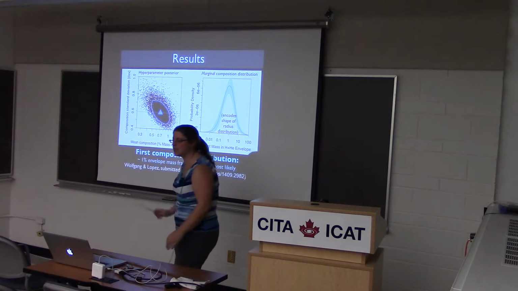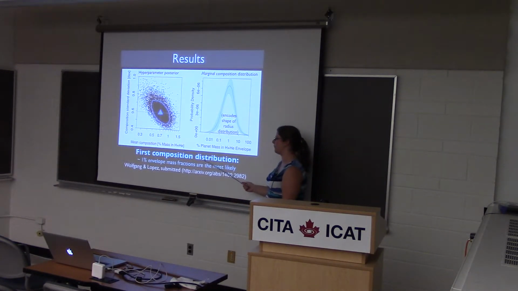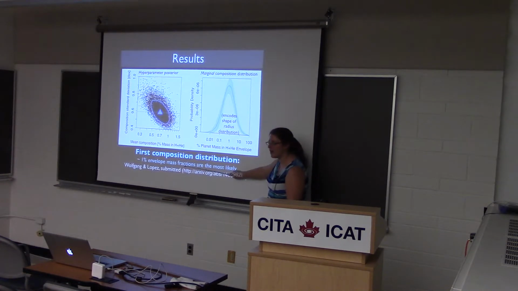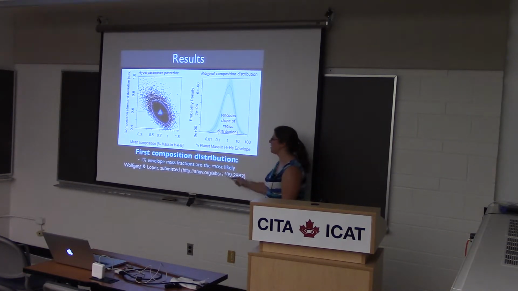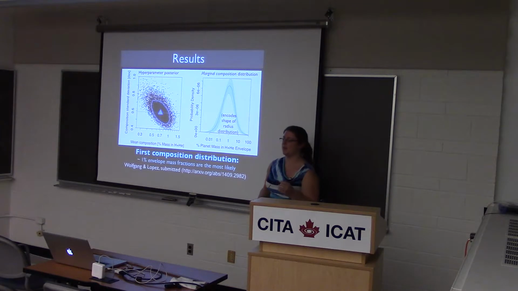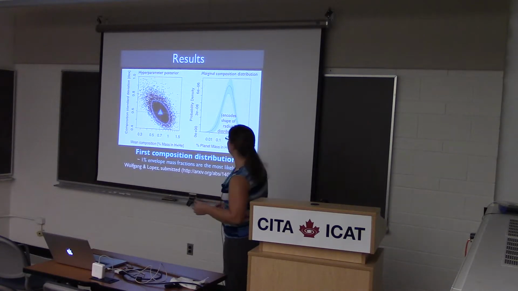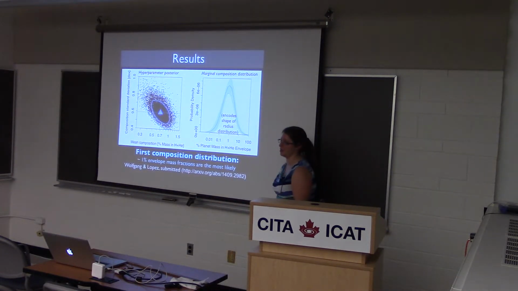All right, so this is the first quantitative composition distribution that anyone has found for this population. If you remember nothing else about my talk, I want you to remember this: the result from this analysis is that about 1% of these planets' masses are in a hydrogen and helium envelope on average. So this envelope fraction is the most likely composition for these planets.